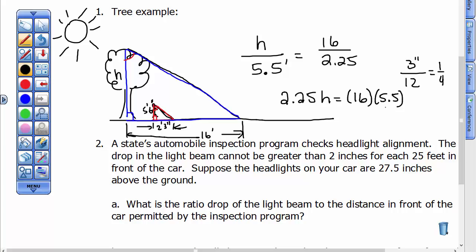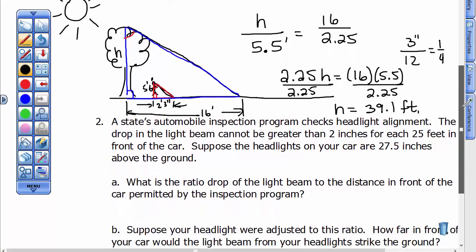I believe I've done this calculation. I think so. When you multiply this together, you get a little bit more than 80, and then you divide both sides by 2.25 to get h alone, you should find out that the height of the tree is 39.1 feet, all by this similar triangles and corresponding sides. The ratios can be set equal to one another. Pretty cool topic. Here's another one that's pretty good.